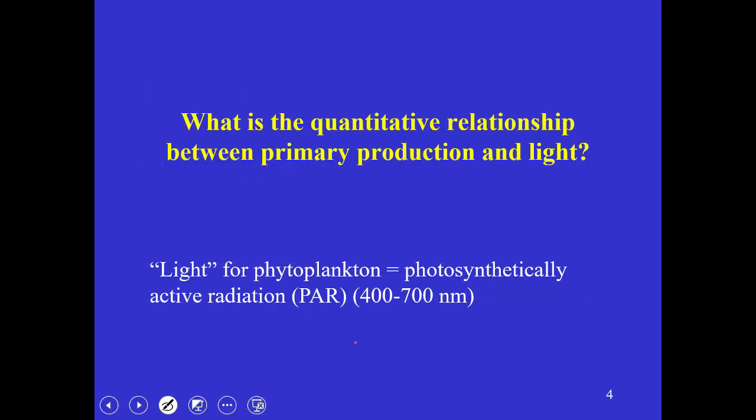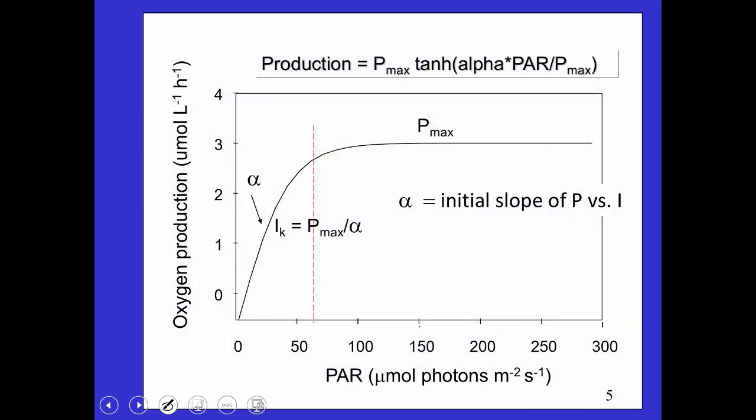So the question is, what's the relationship between primary production and light? I'm going to use the loose term light, but what we really mean is photosynthetically active radiation, or PAR, which is the wavelengths you can see here. Here's a graph showing how primary production, now measured as oxygen, varies as a function of PAR. Before we get into the details of the equation, just note the general shape of the curve. Basically, it goes up with light, and then we see this leveling off.